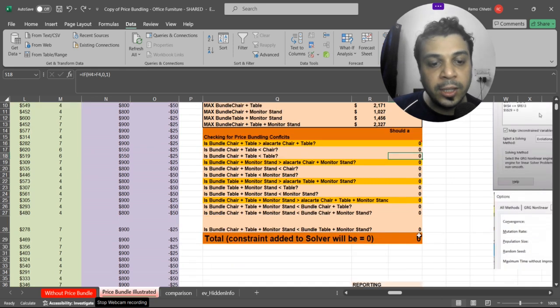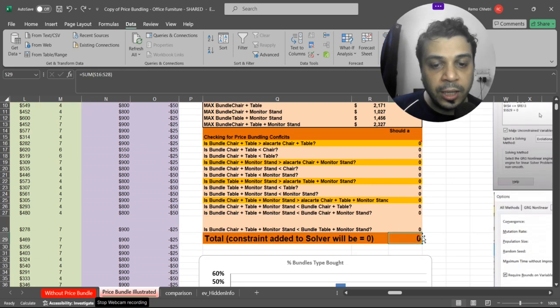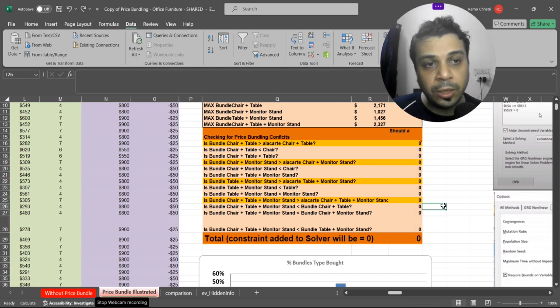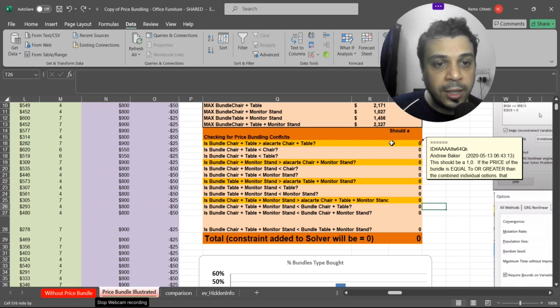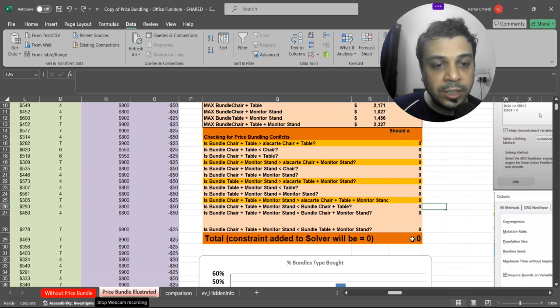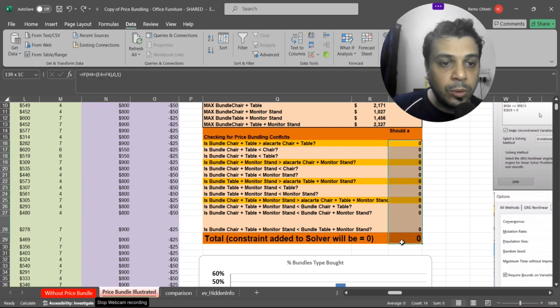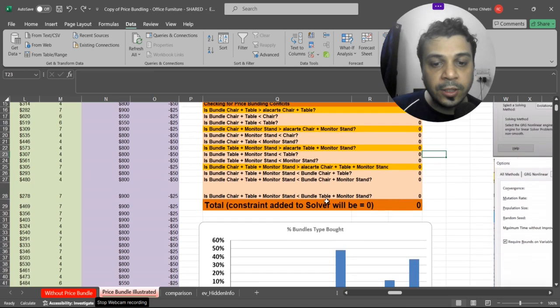So the objective here is that the total constraint that we have to put in the solver, in the constraint section, is that this particular sum should be equal to 0, because if there's a 1, it means that there's a problem and that needs to be resolved. So this is going to be 0 in the solver section.